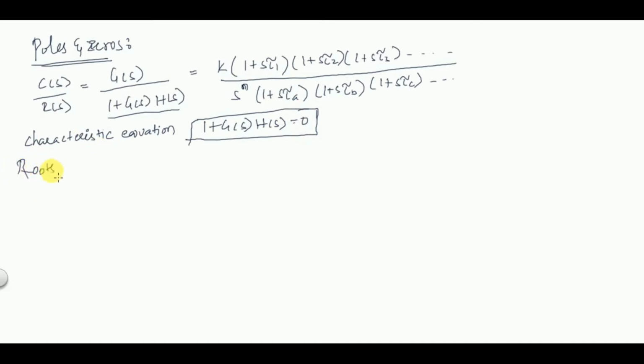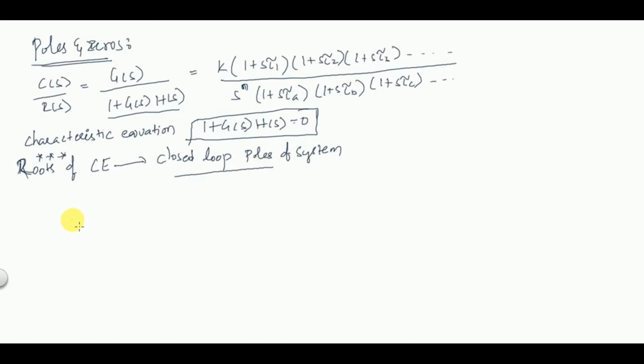The roots of the characteristic equation represent the closed loop poles of the system. Very important point. If you are given a transfer function, take the denominator and make it equal to 0, and it becomes the characteristic equation. Because it is an algebraic equation in s, you get roots for it, and those roots represent the closed loop poles of the system.